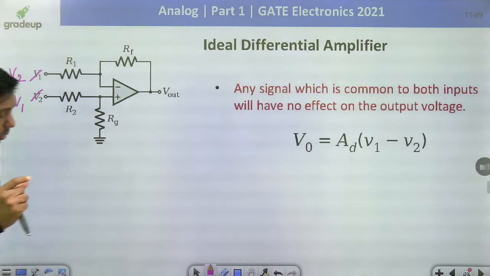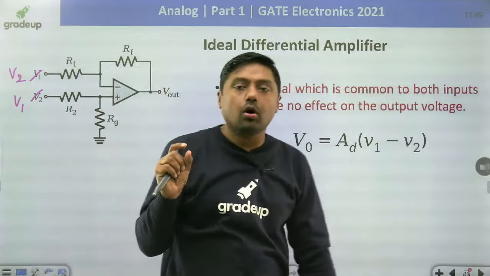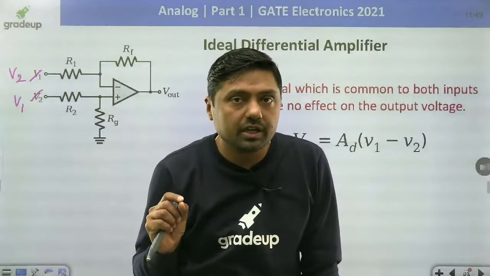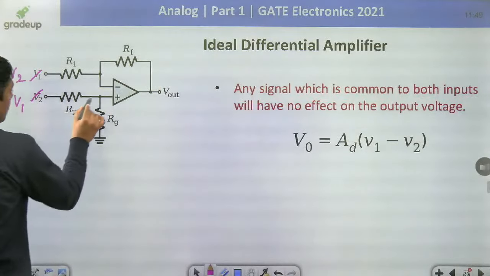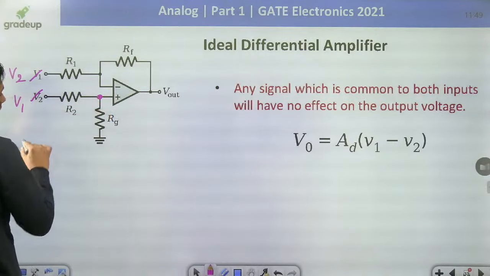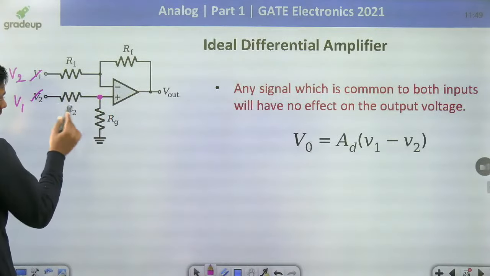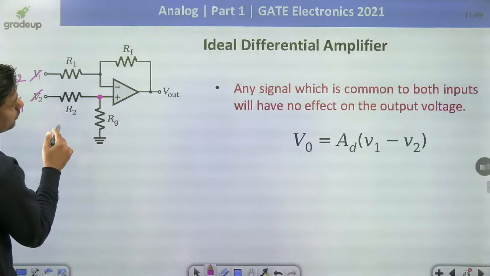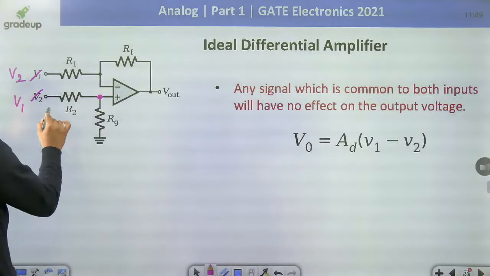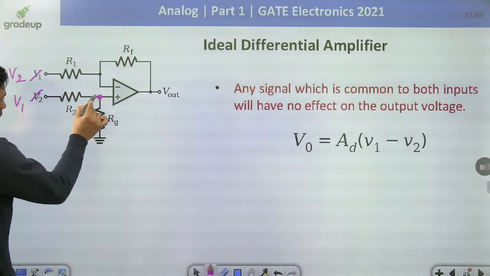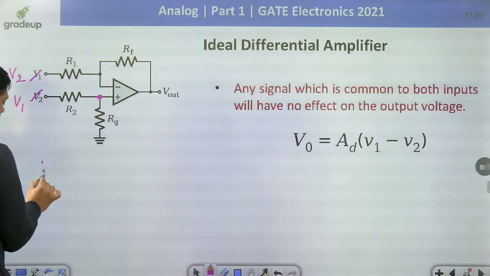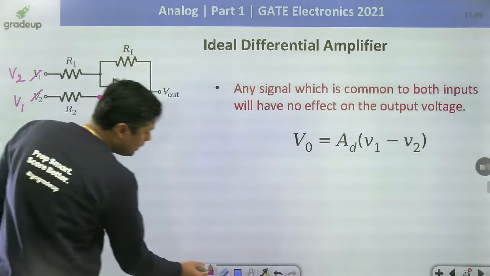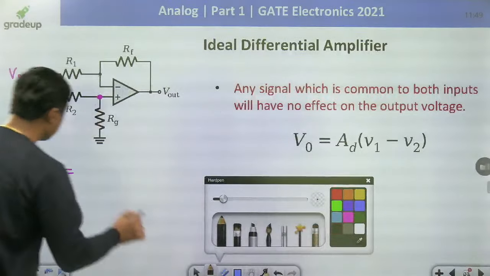Then what will be the gain of this system? Directly we can write the equation. First of all, find the voltage at this point. Now first, what is the voltage at this point? And this is multiplied by 1 plus RF by R1. So what is the output? Directly we can write the output.